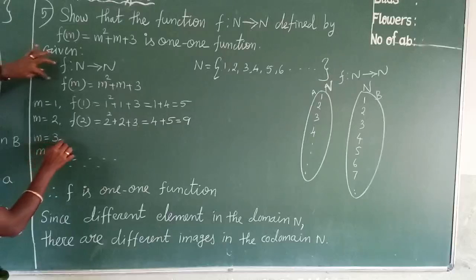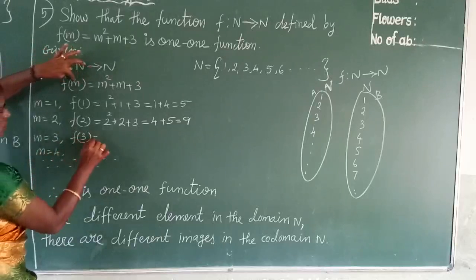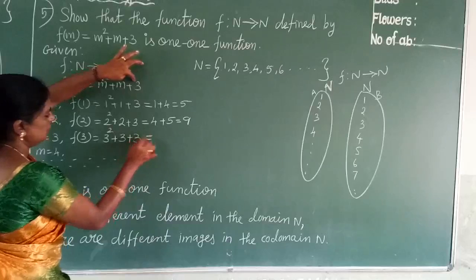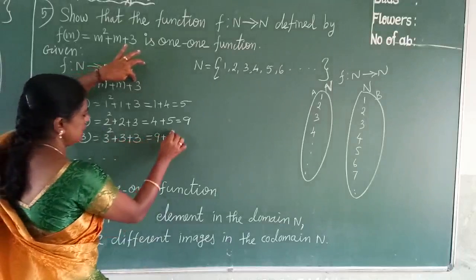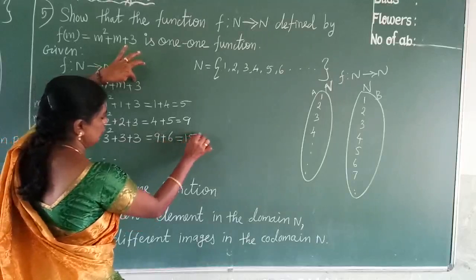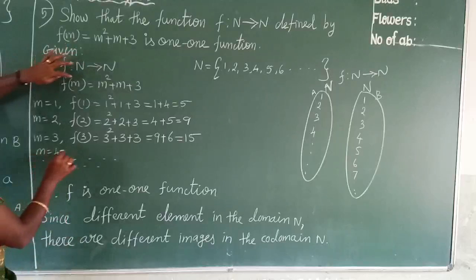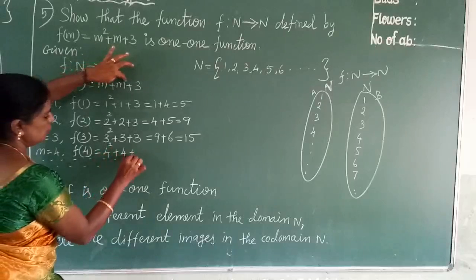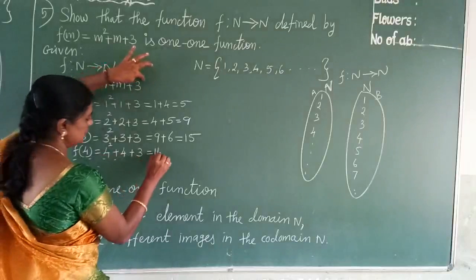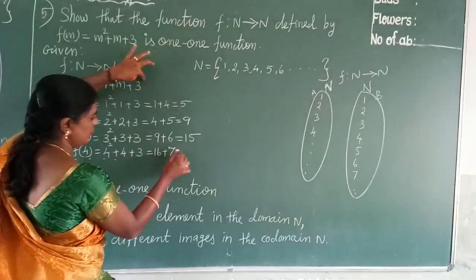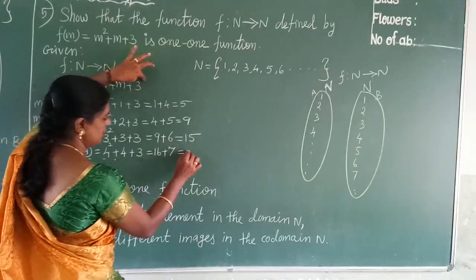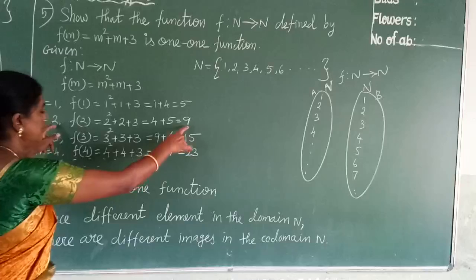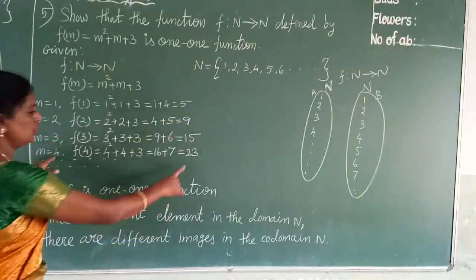Next we apply m equal to 3. f of 3 is equal to 3 square plus 3 plus 3. 3 square, answer 9, plus 3 plus 3, 6. 9 plus 6, 15. Next apply 4. So f of 4 is equal to 4 square plus 4 plus 3. 4 square, answer 16, plus 4 plus 3, 7. So 16 plus 7, 23. So we take 1, the answer is 5; 2, 9; 3, 15; 4, 23.